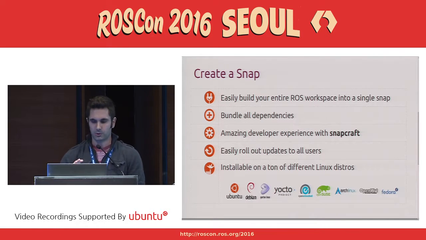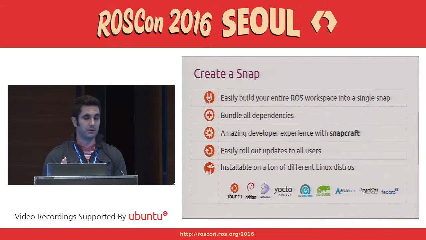We have a great tool called Snapcraft that makes this particularly easy. You just give it your ROS workspace, and it uses rosdep to figure out your dependencies and pulls everything down for you and puts it into a snap. Once you have that snap, all you got to do is upload it to the store, and you can roll it out to all of your users.